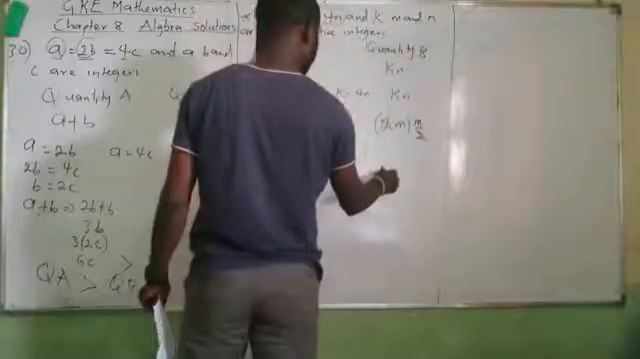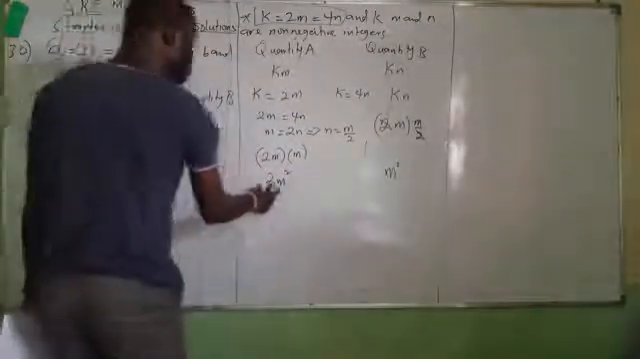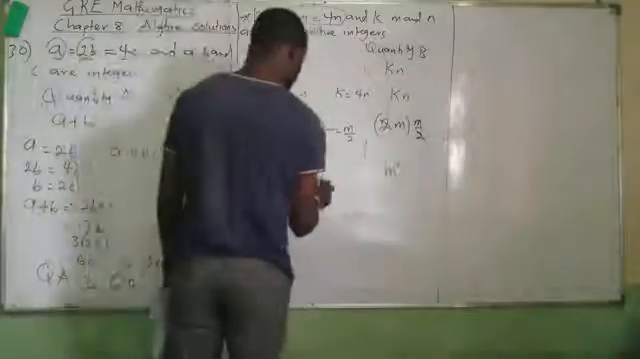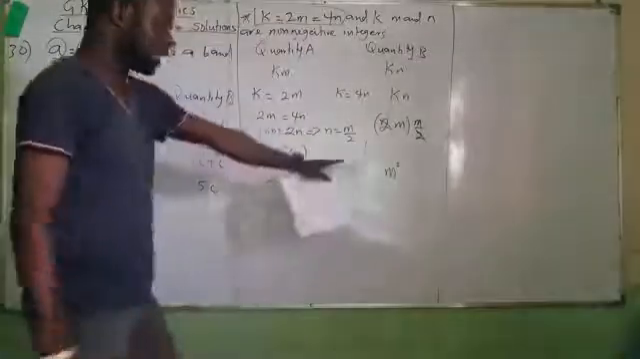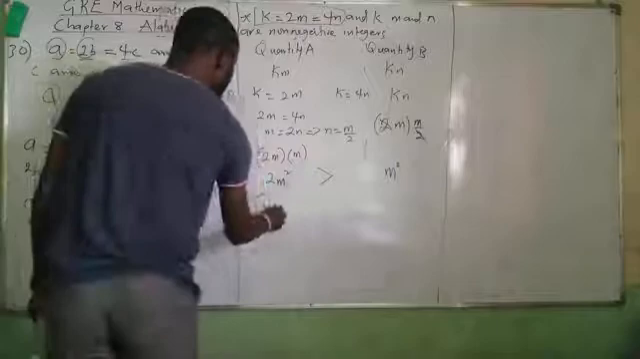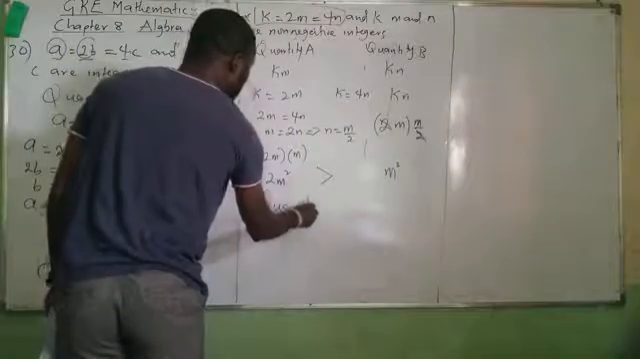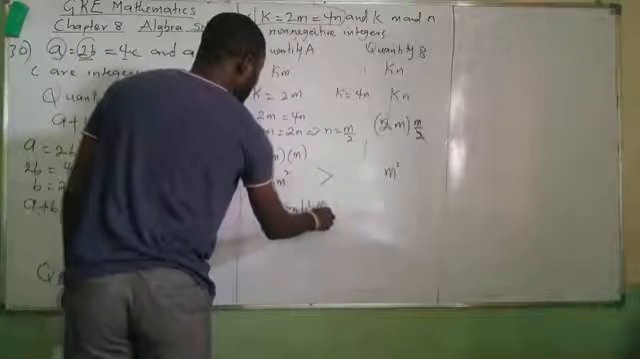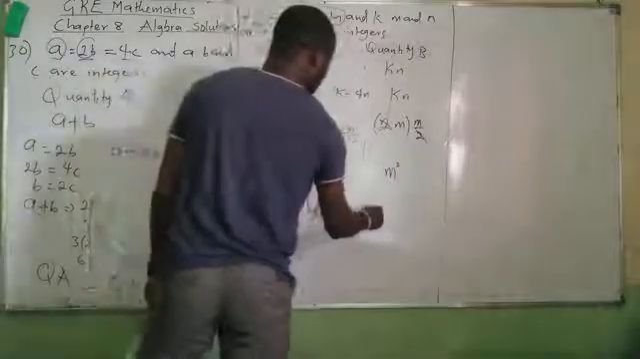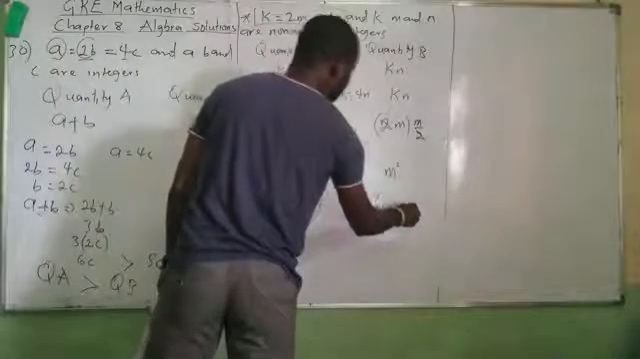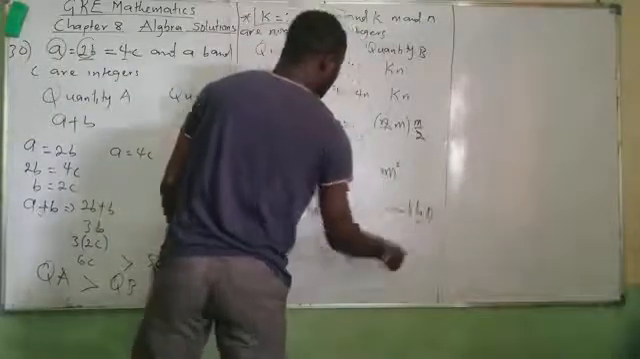This will cancel this. It means I will be having m squared. Definitely 2m squared will be greater than what? M squared. It means my quantity A is greater than what? Quantity B. That is for that.